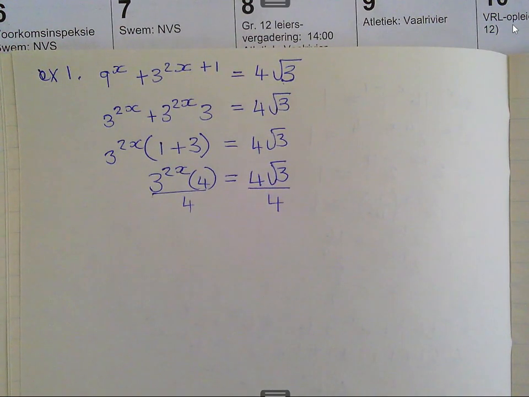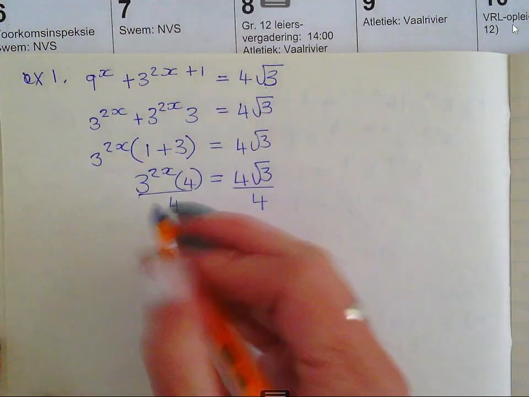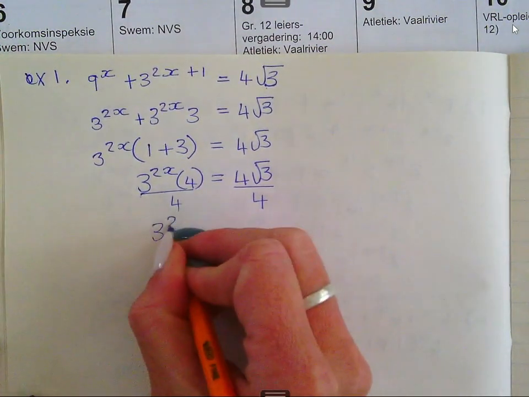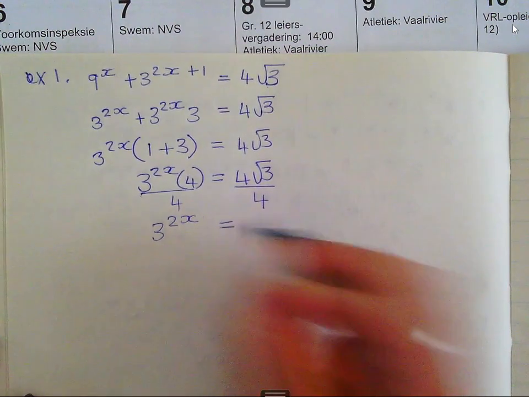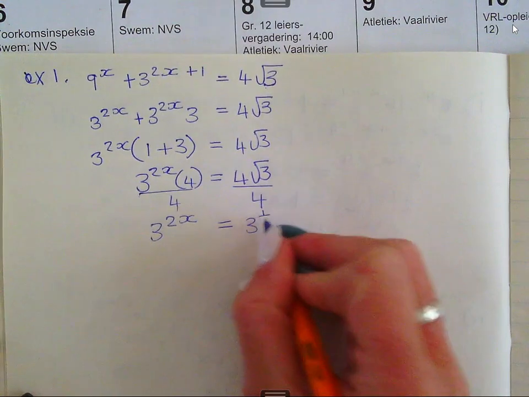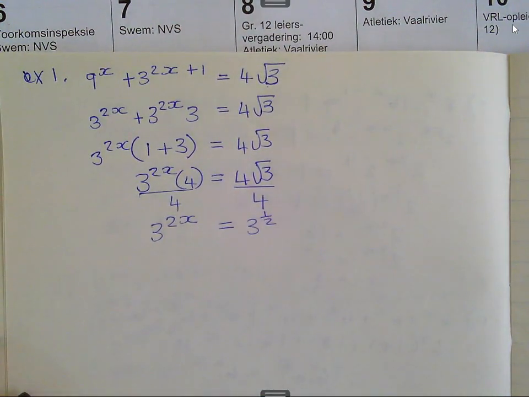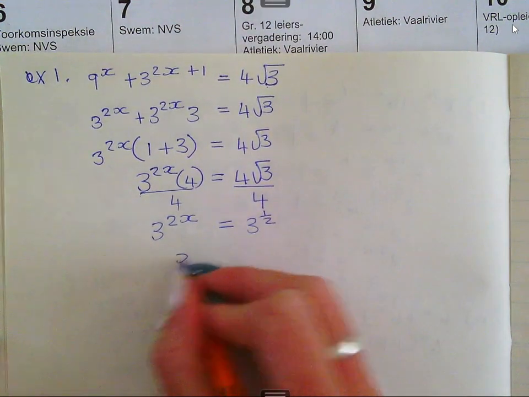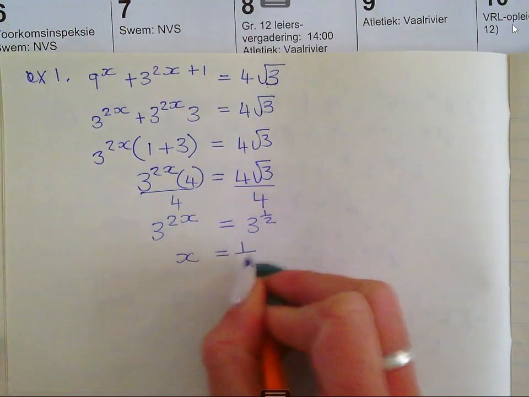I said now it's an equation. We can move. Now it's 3 to the power of 2x equal to, what is root 3? 3 to the power of a half. My bases are the same. I can throw it away. Then x is equal to a quarter.